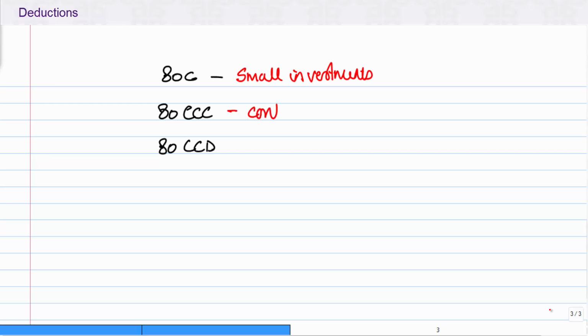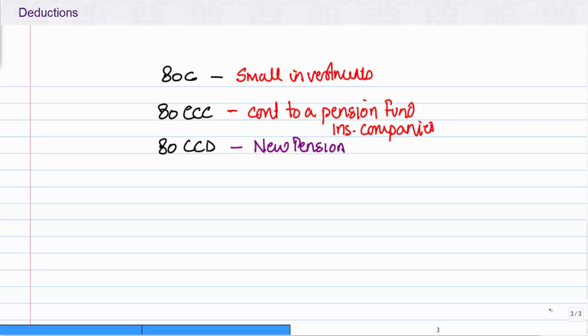80CCC is contribution to a pension fund with insurance companies. So if you want to cater for your old age and you want to make sure that you're going to receive pension after say 15 years, 10 years, you can put some money now. Money put over here will be eligible for a deduction. Then 80CCD talks about the new pension scheme. Now the new pension scheme is a government-based pension scheme. We're going to talk about it in a little while.